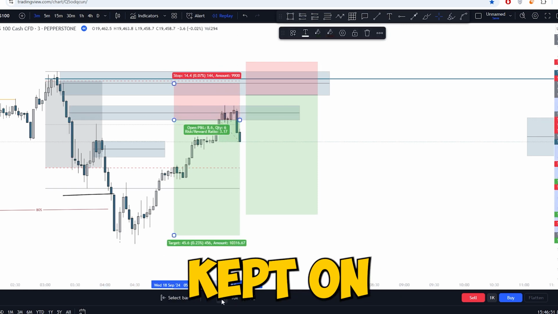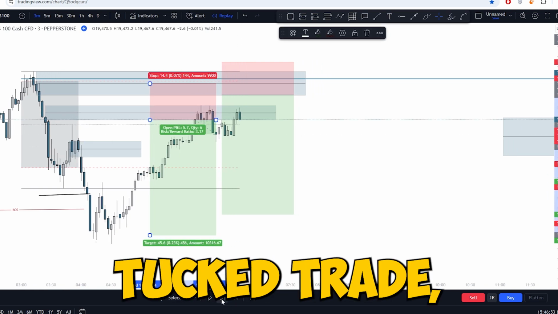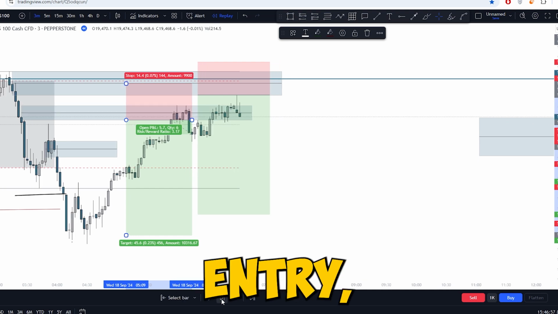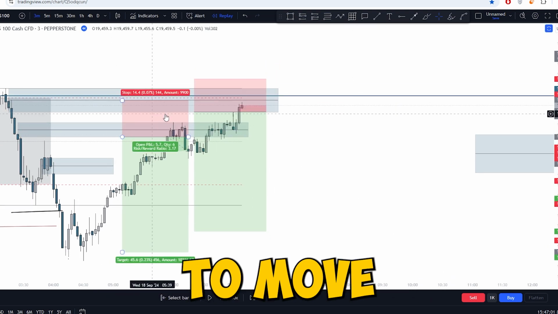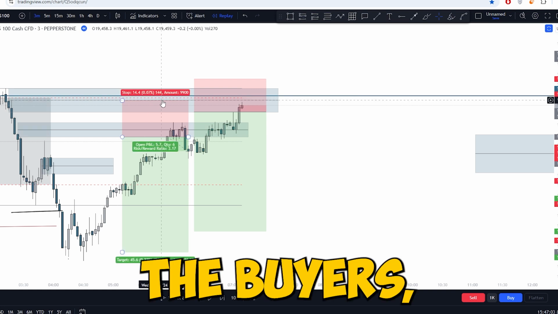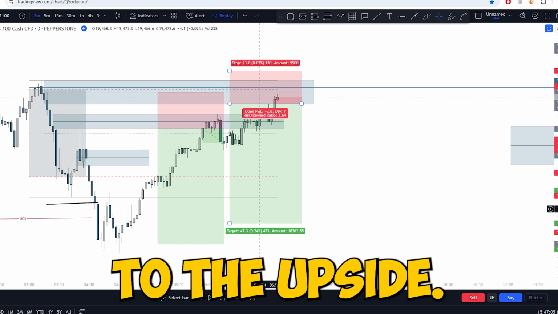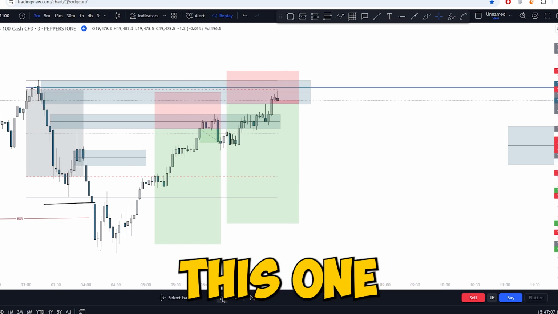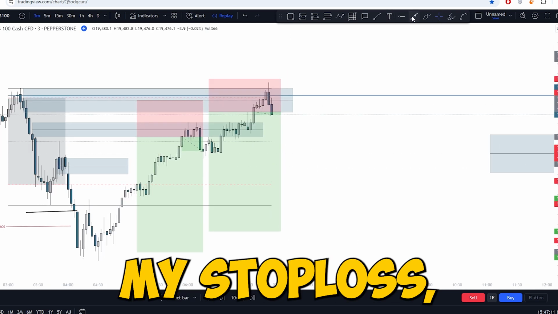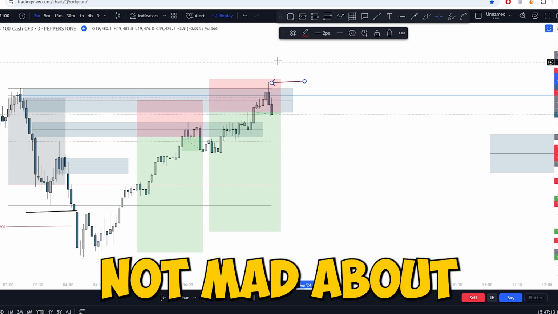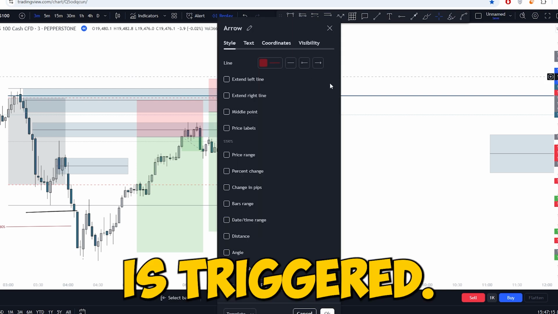Now price kept on rallying to the upside. We were tagged, which is my first entry. And as we see, price reacted on that zone. However, it still wanted to move higher as the buyers were still pushing price to the upside. And then this one was a quick loss. It went straight to my stop loss, which I'm not mad about because now my second entry is triggered.